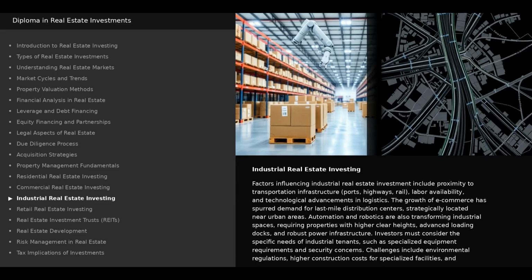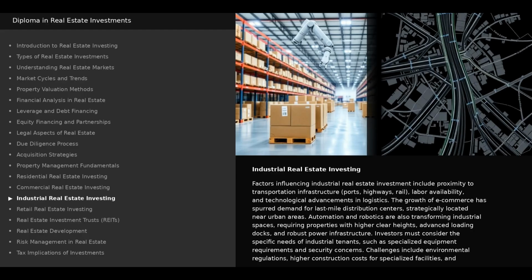Factors influencing industrial real estate investment include proximity to transportation infrastructure, ports, highways, rail, labor availability, and technological advancements in logistics. The growth of e-commerce has spurred demand for last-mile distribution centers, strategically located near urban areas. Automation and robotics are also transforming industrial spaces, requiring properties with higher clear heights, advanced loading docks, and robust power infrastructure. Investors must consider the specific needs of industrial tenants, such as specialized equipment requirements and security concerns.